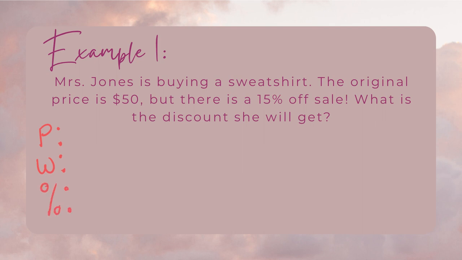And then I look at my problem and see what do I know, and that will help me figure out what I need to find. So the easiest one is, you can see right here, it says there's a 15% off sale. So obviously 15 is the percent. The next value I see is the original price of $50, and we need to decide if that is the part or the whole. Since it's the original price, that means 50 is the whole. So we fill that in here, and that means we are looking for the part. We don't know it, so we have to figure it out.